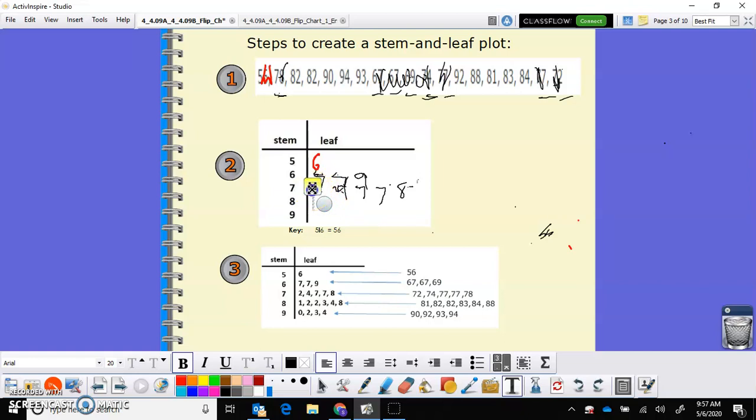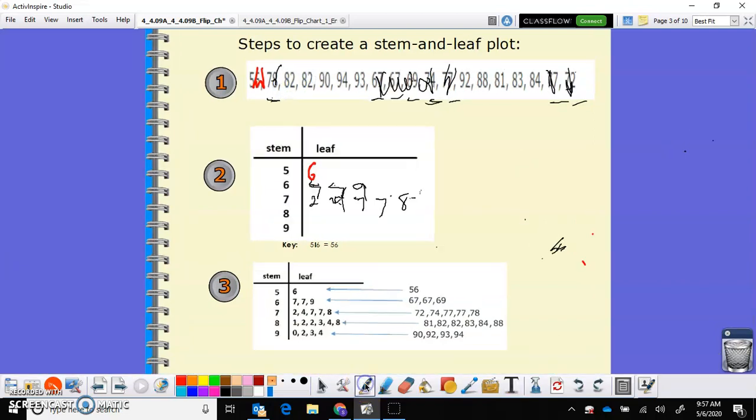Okay, just get it out of the way. All right, so that's my stems of 7. Now I'm on to my 8s. So I've got 82, 82, 88, 81, 83, and 84. Okay, so my smallest one is 81. So I have a stem of 8, a leaf of 1.